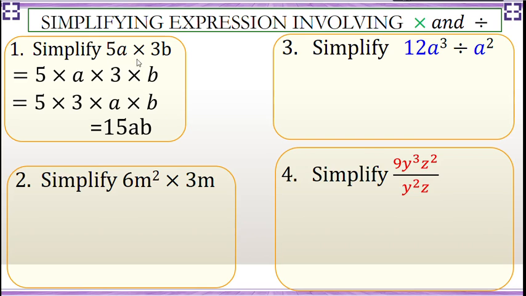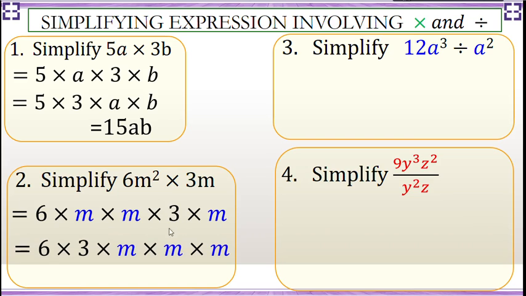So the rule is to multiply the real numbers and multiply the actual letters and apply laws of indices where possible. Number 2, what does 6m squared mean and what does 3m mean? It means 6 times m, then times 3 times m. So you can group the numbers separately, then multiply them. 6 times 3 will give you 18.